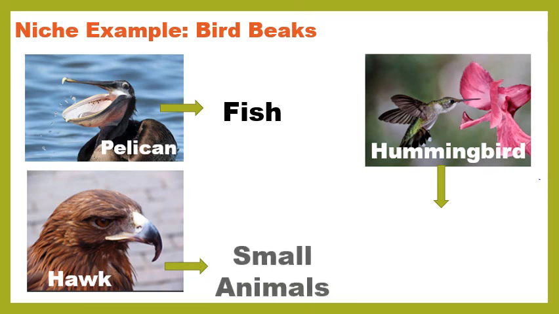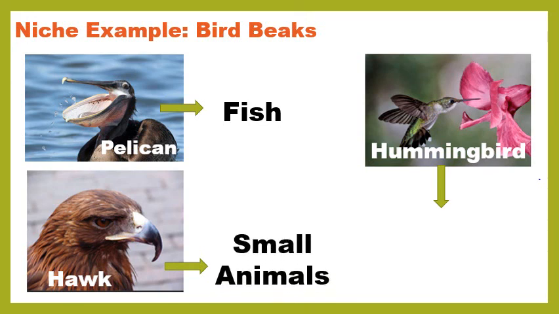That hawk has got that really curved beak. It almost looks like a knife because it will eat small animals like birds and rats. And a hummingbird is much, much smaller, much lighter than the other two birds, and it's got that beautiful long, long beak. That's because it needs to stick its beak into a flower to drink out some of the nectar. So these are all different niches that these birds occupy.